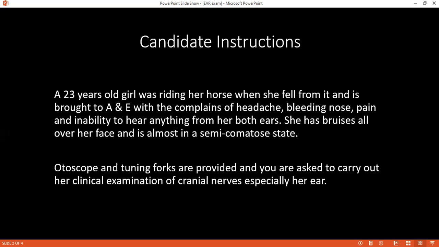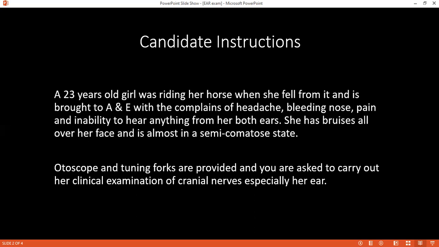After that, I'll ask the patient to march on the spot with the eyes closed and arms outstretched. What would you want to test with this? I want to test the vestibular nerve. If a patient remains in the same position, then it is normal. But if there is any vestibular nerve lesion, the patient will turn to the side of the lesion.